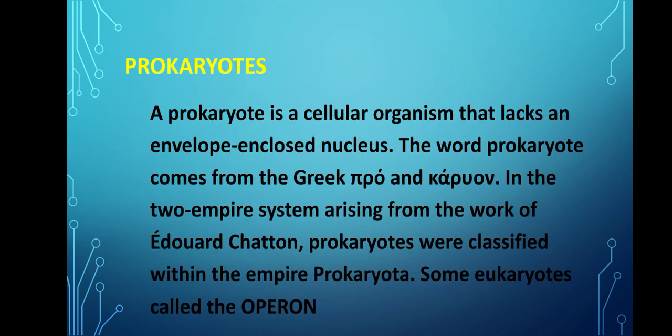Prokaryotes. A prokaryote is a cellular organism that lacks an envelope-enclosed nucleus. The word prokaryote comes from the Greek words for before and kernel, in the two-empire system arising from the work of Edouard Chatton. Prokaryotes were classified within the empire Prokaryota. Some prokaryotes have what is called the operon.